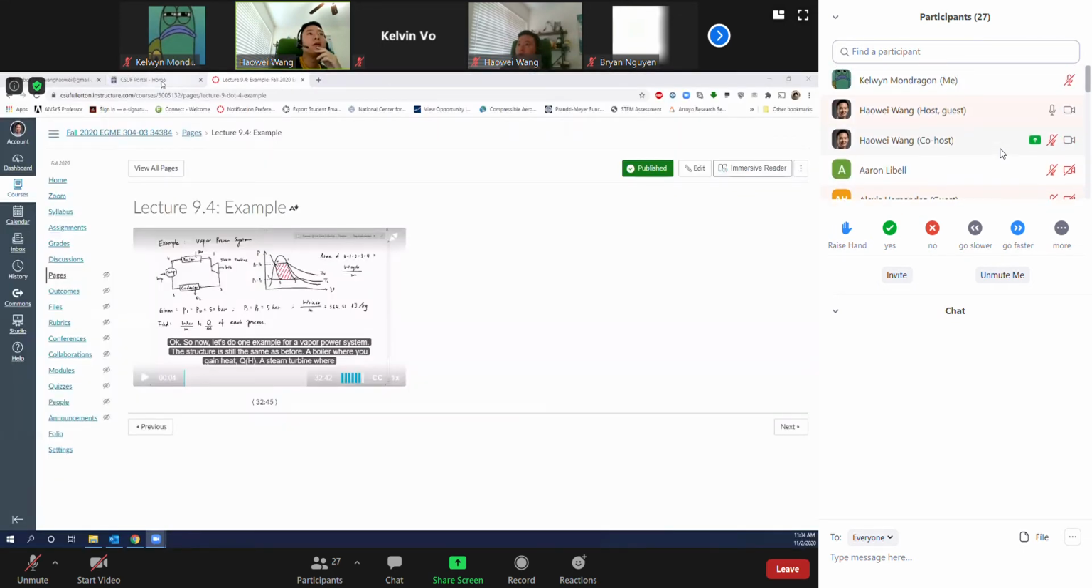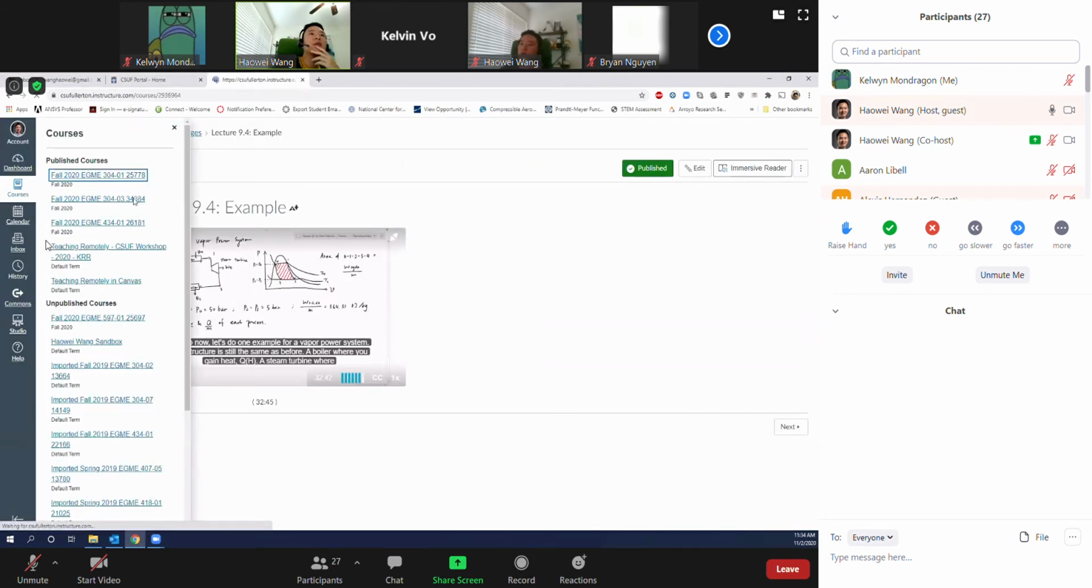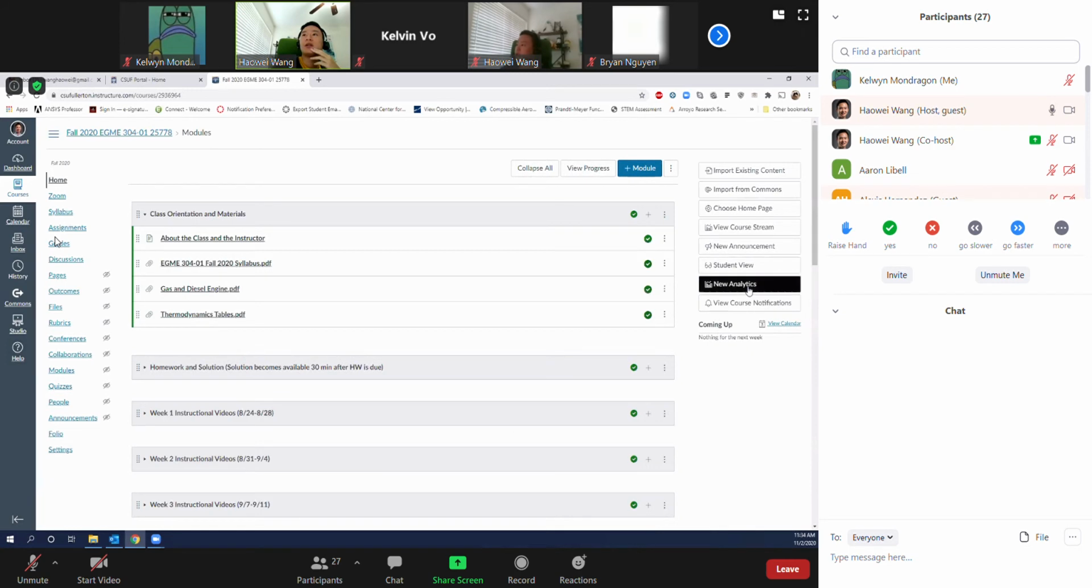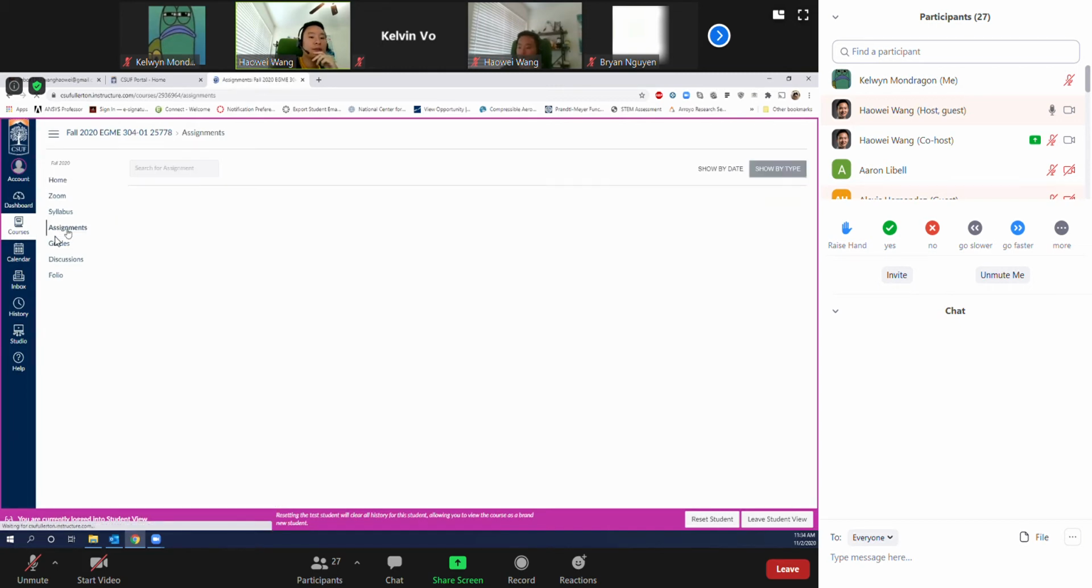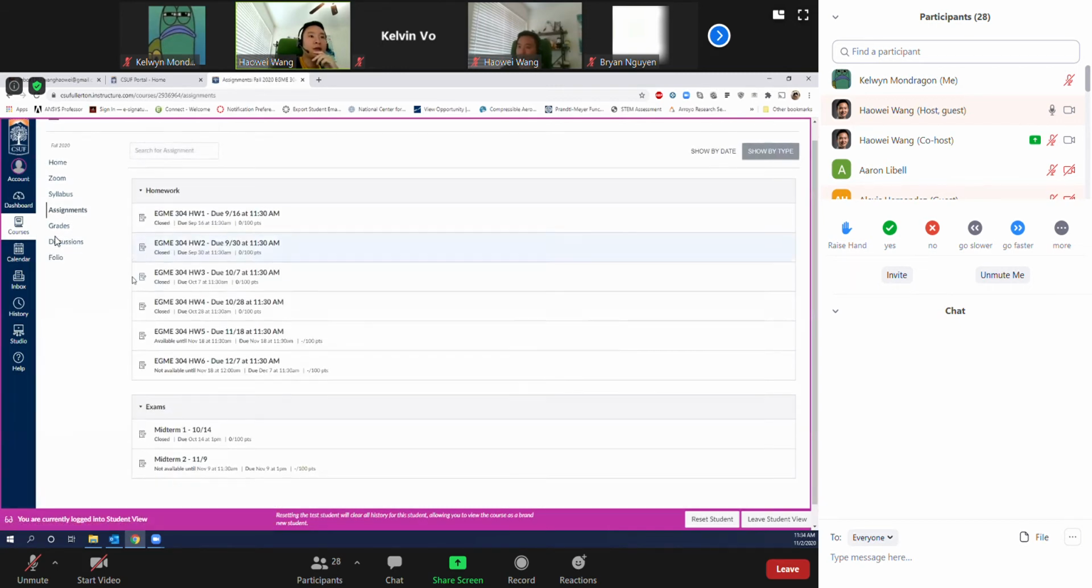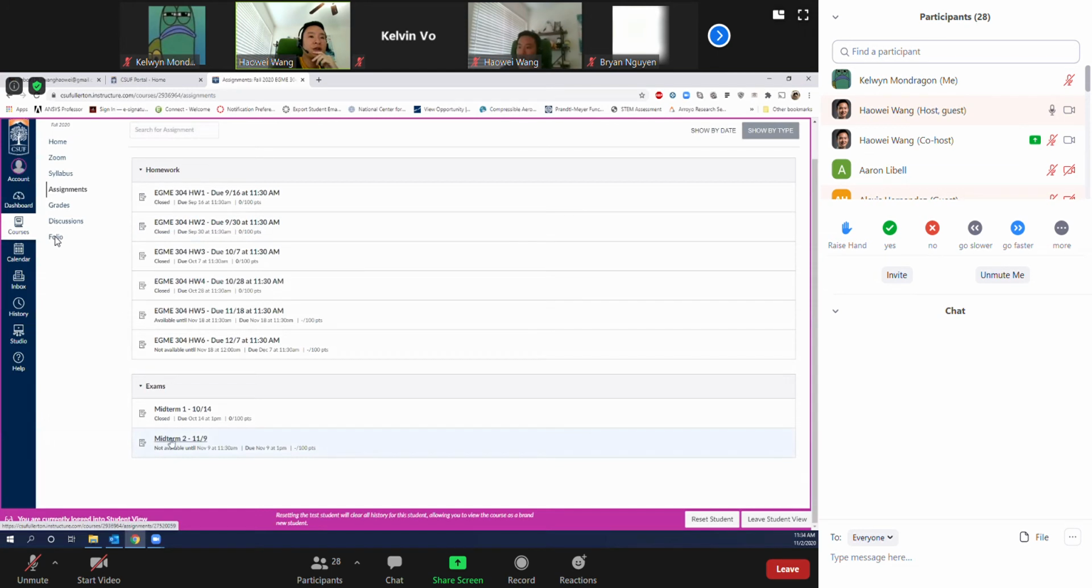Okay, so now you go to Canvas and our class is 304, section number 1. Change to student view. All right, so this is what everybody should be able to see. And then same as before, you go to assignments, right? Go to assignments and scroll to the bottom of the page and you should be able to see midterm 2, November 9th.